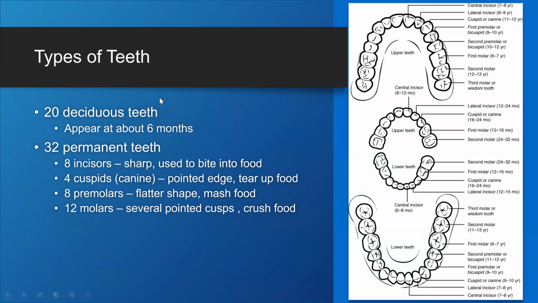Now we have teeth, obviously, hopefully we still have them. We have 20 deciduous teeth. Those are the ones that appear at about 6 months, and then you will lose them and replace them with permanent teeth. We have 32 permanent teeth: 8 incisors, 4 cuspids or canines, 8 premolars, and 12 molars. And you have upper teeth and lower teeth, and upper teeth are divided into 2 quadrants and lower teeth divided into 2 quadrants. So you have a total of 4 quadrants of teeth.